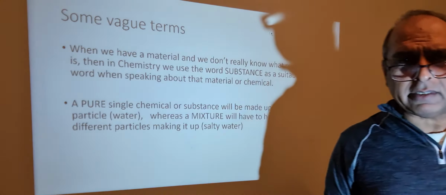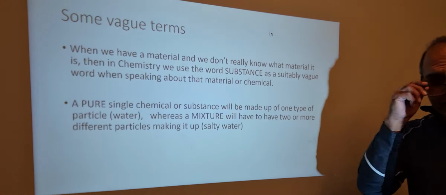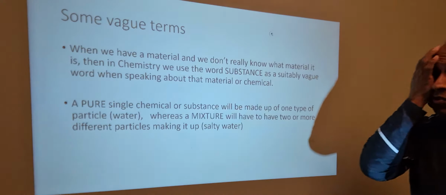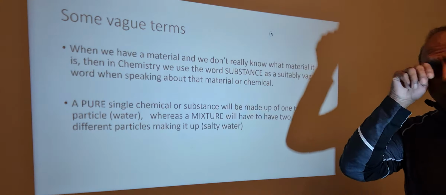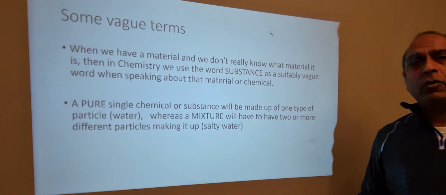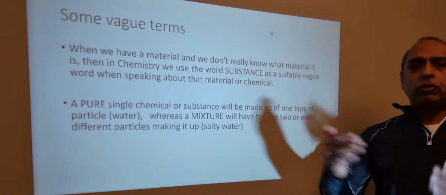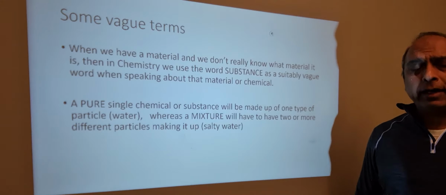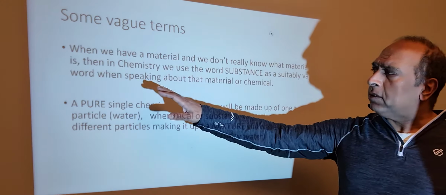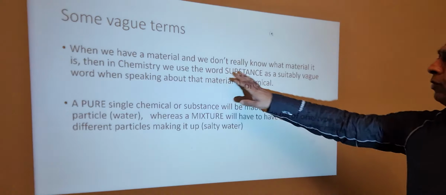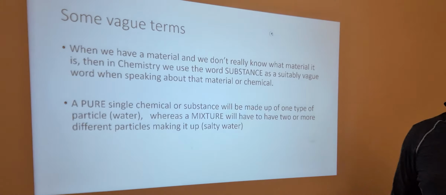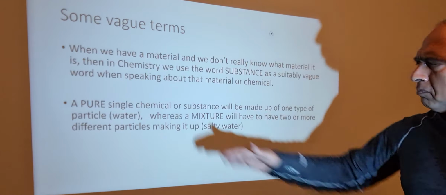And I thought it's perhaps best to just start off talking about why this word substance is used and what it means. So substance is one of these vague words which means chemical or material, whatever it is we're talking about, when we don't know really what it is that we're talking about, or we don't want the audience to know exactly what we're talking about, so we use the word substance. So when we've got a material, we don't really know what material it is, or we don't want other people to know what it is, then we might use the word substance as a suitably vague word when speaking about the material or chemical.